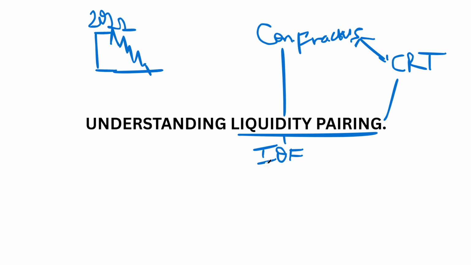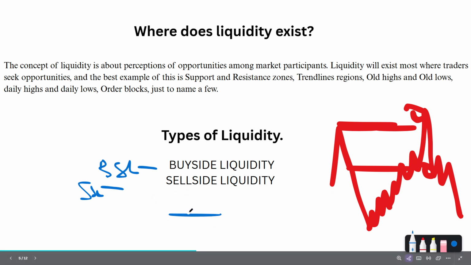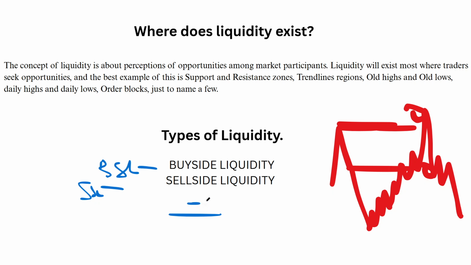Now, in the previous slide, I told you that we have two types of liquidity. We have one we call the BSL, and then we have one we call the SSL. How is this BSL created? So let's say we have an order here, and you are selling. Where would you put your stop loss? You will put your stop loss above this high.